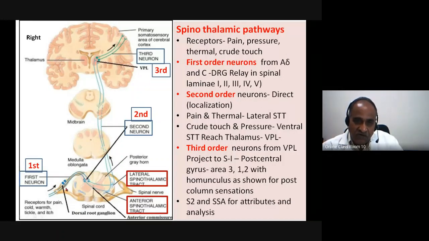Now these ones will either ascend as the anterior spinothalamic tract, or if it is pain and thermal sensations, they ascend in the lateral spinothalamic tract. I have boxed them, anterior and lateral spinothalamic tract. They will ascend. Here is the relay. This is where the second order neuron begins. This is the second order neuron.